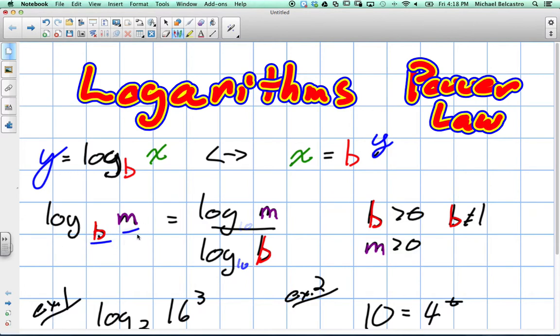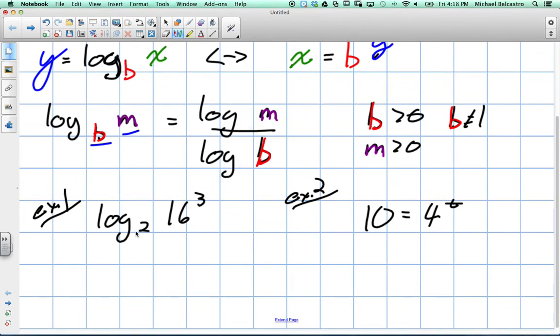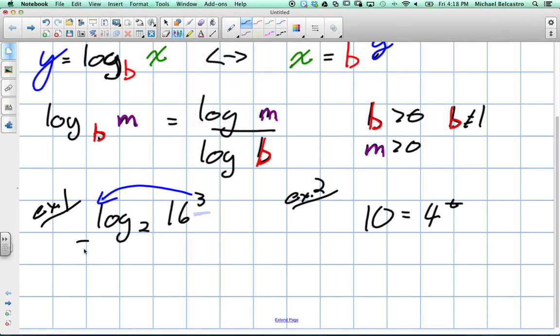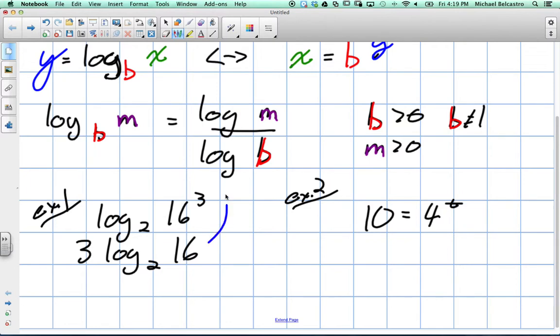Okay, so first one we have here, what is the question? It just asks us to evaluate such a thing. So what we're going to do is kind of color code this. Now we know that we can bring down this 3. This power of 3 can essentially come down in front of the log. So what this will read is 3 log base 2 of 16. So we have to figure out how to convert that, and we're going to use the rule way up here to figure that out.